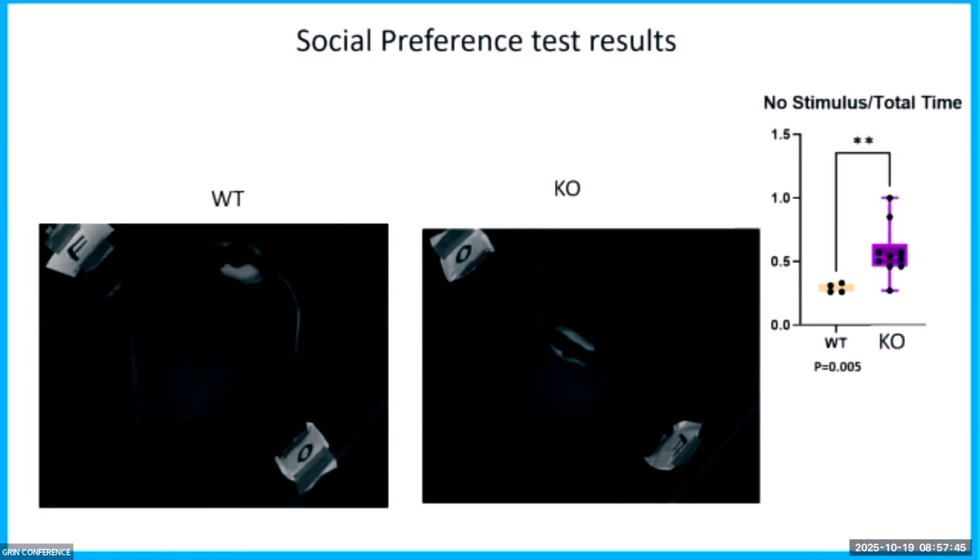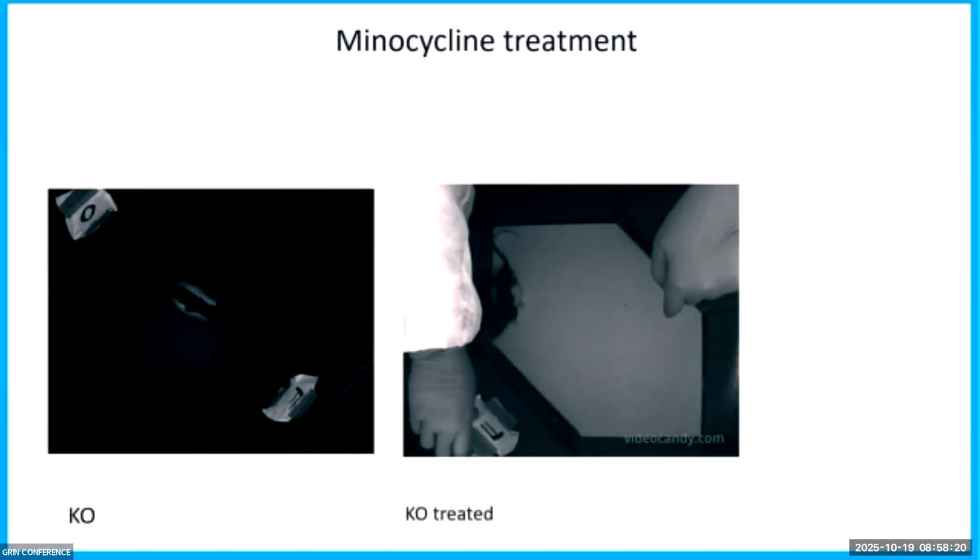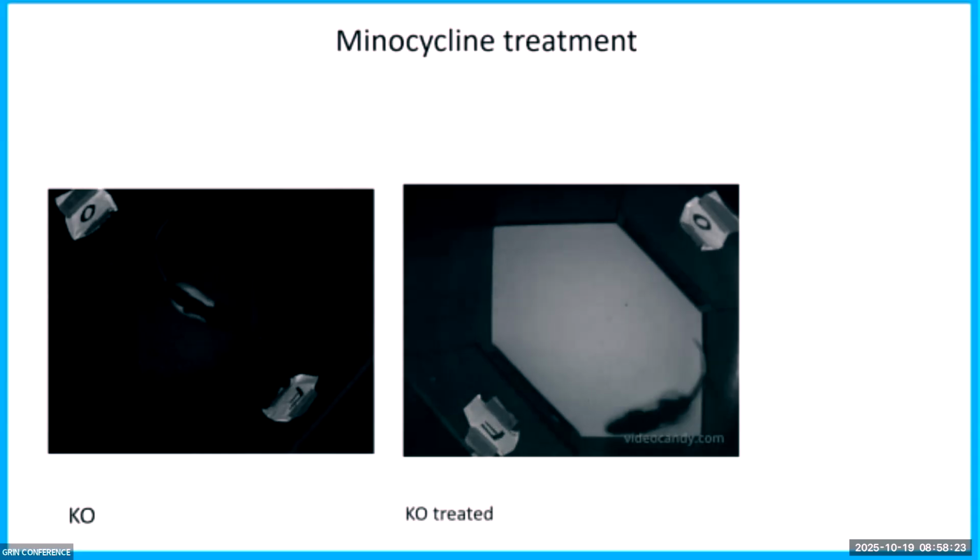So we see that the wild type rat usually goes to the novel rat. What was interesting was that the knockout rat actually likes to stay in the middle for a really long time. It takes him about 1 minute to start to walk over. And this is something that repeats itself. This was the most significant phenotype. The knockout spends more time than the wild type with no stimulus, just standing in the middle.